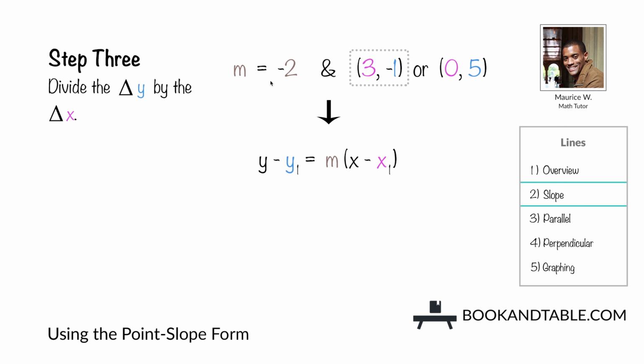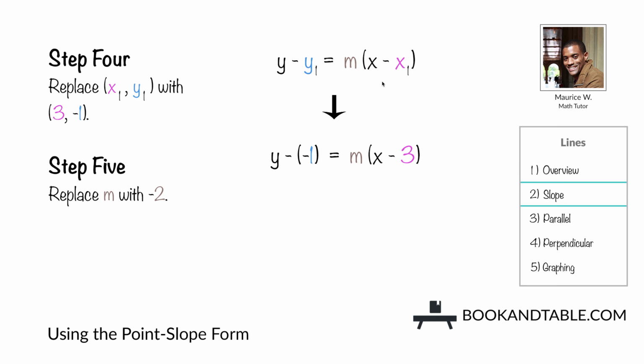Now we use this slope -2 with either the first point or the second point in the point-slope form, and then we'll have the equation of the line. Regardless of which point we use, we'll wind up with the same equation, as you'll see here. So let's say we're using the first point. Step 4, replace x1 and y1 with 3 and -1. And then step 5, replace m with -2.